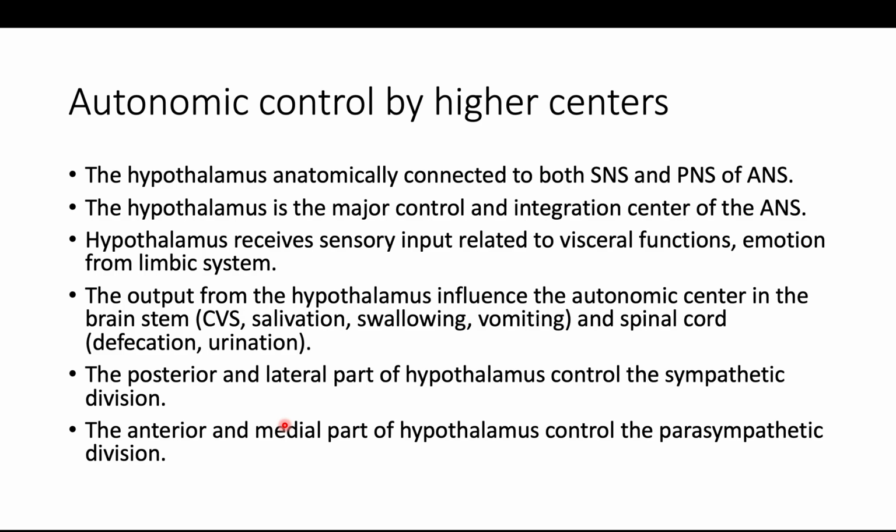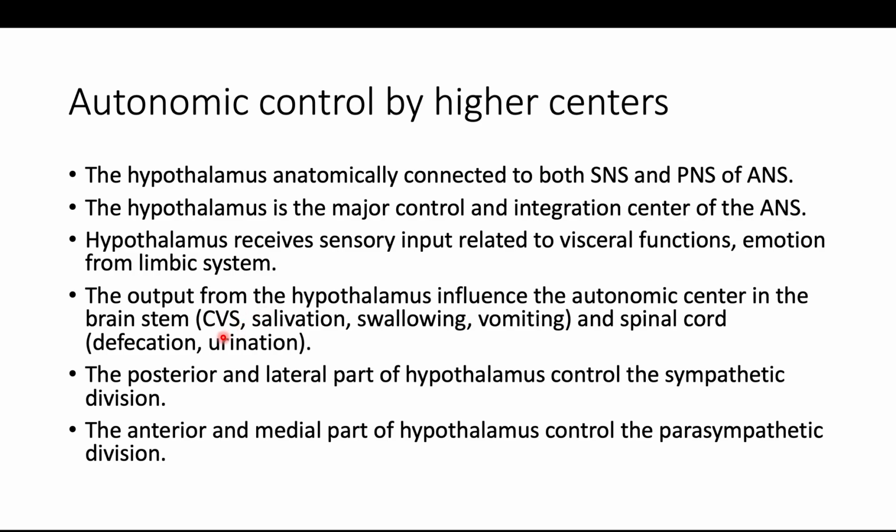So who is controlling your autonomic nervous system? Basically it is under the control of the central processing unit, which is the higher center, which is the brain as well as the spinal cord. So where is it located? It is actually located at the hypothalamus. And then it plays a major role in the control and integration of the autonomic nervous system.